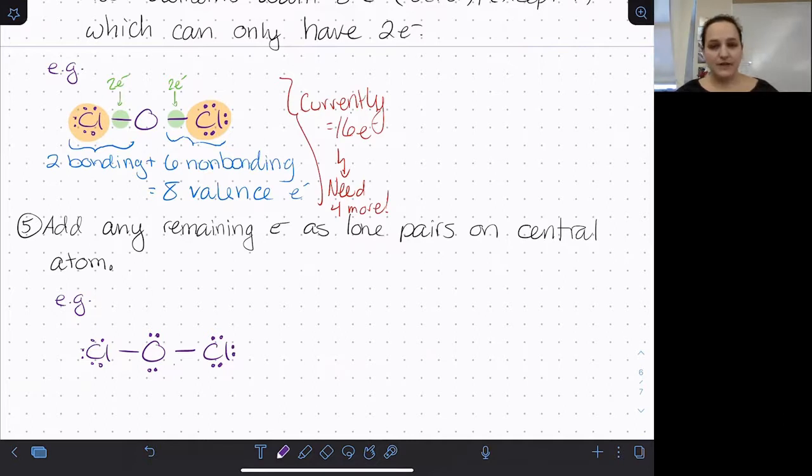If you reach this stage and you're already out of electrons, you won't have any lone pairs on your central atom, and that's totally fine. If we had hit 20 up here, we would basically be done at this point and just checking over our structure. In this case, we didn't. We needed to add 4 more. The place where we have space for those is on our central atom.